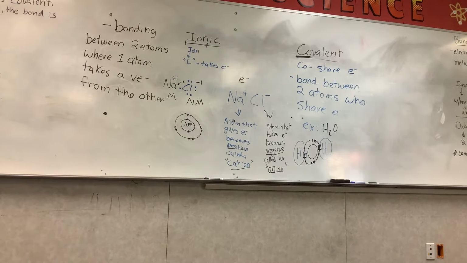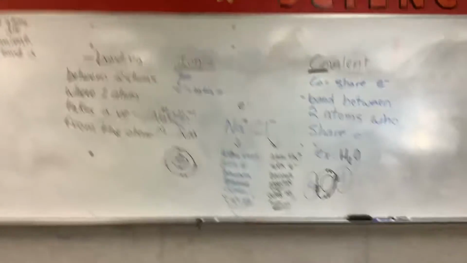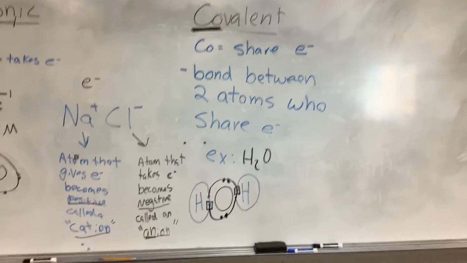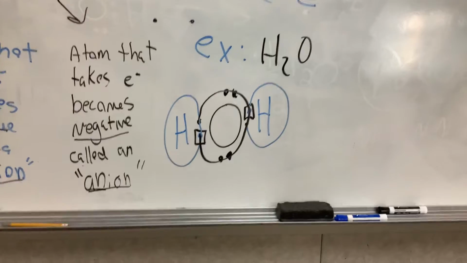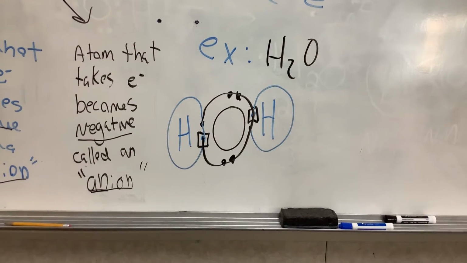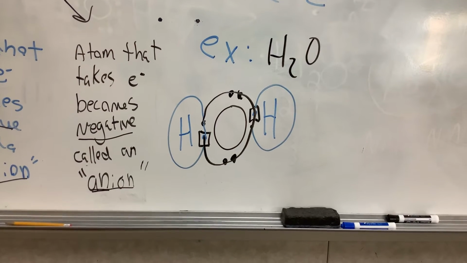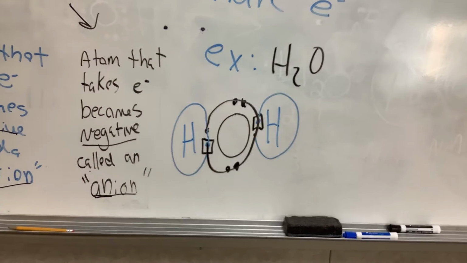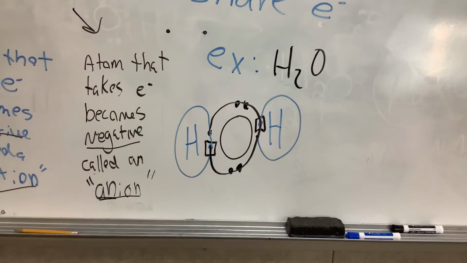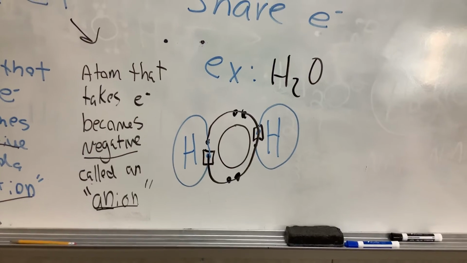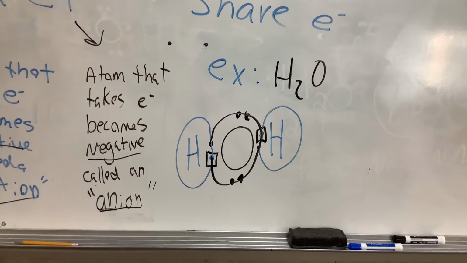I'll get a little bit closer. Here's your definition for covalent, and then make sure you're drawing water. So you have oxygen with its 6 valence electrons, hydrogen with its 1, and then the 1 valence electron from each hydrogen fills in the square boxes that had open electron spaces.